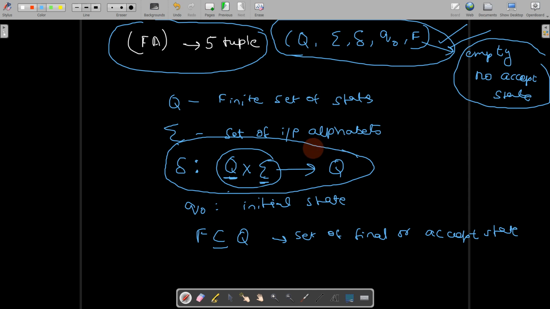So in a finite automata, the transition function takes a single current state and a single input symbol. So for every input symbol on a current state, there can be exactly one next state. There cannot be multiple next states. This definition makes it very clear: for a current state and every input symbol, there can be only one next state, not two or three next states.